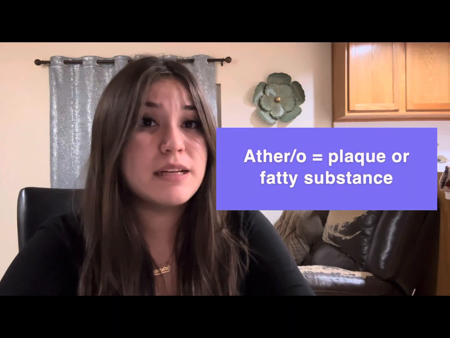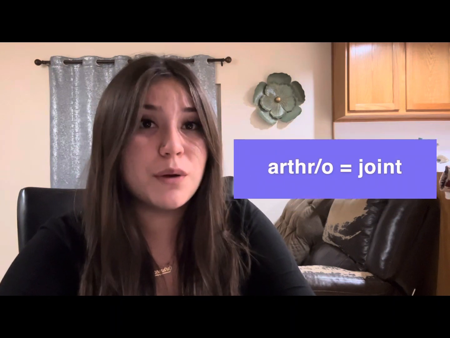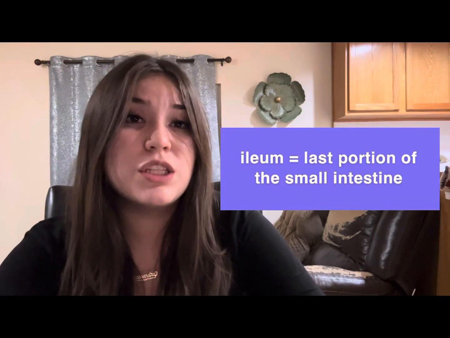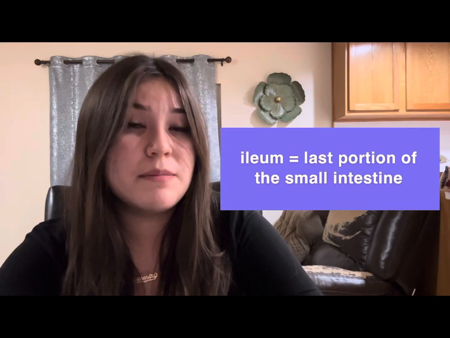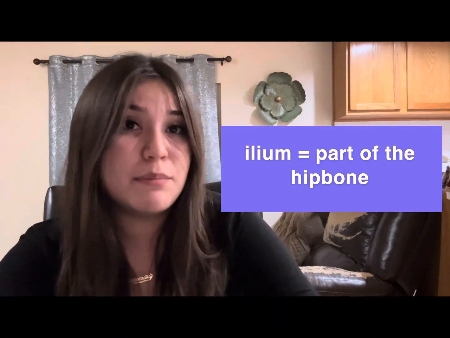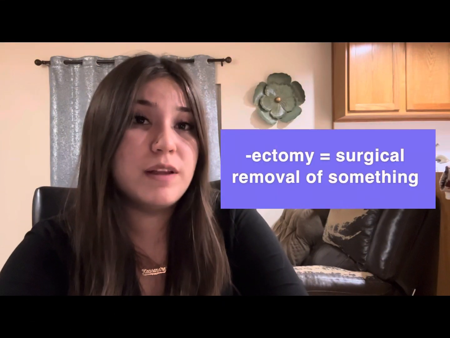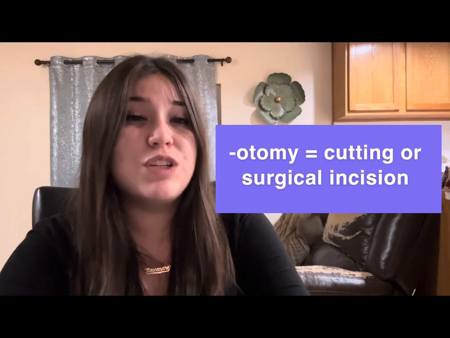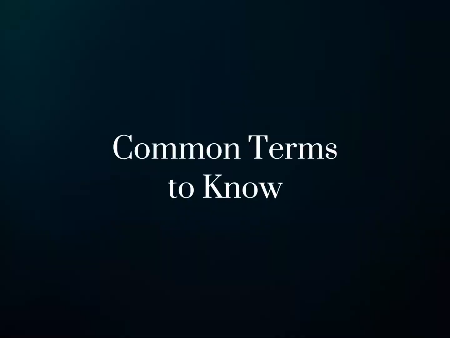Many medical terms look and sound very similar, but their meanings are completely different. That's why it's very important to study these types of words. An example would be athero, which means a fatty substance, and arthro, which means joints. Another one would be ileum, which is the last portion of the small intestine, and ilium, which is the hip bone. We also have the example of ectomy, which is a surgical removal of something, and otomy, which is the medical incision.